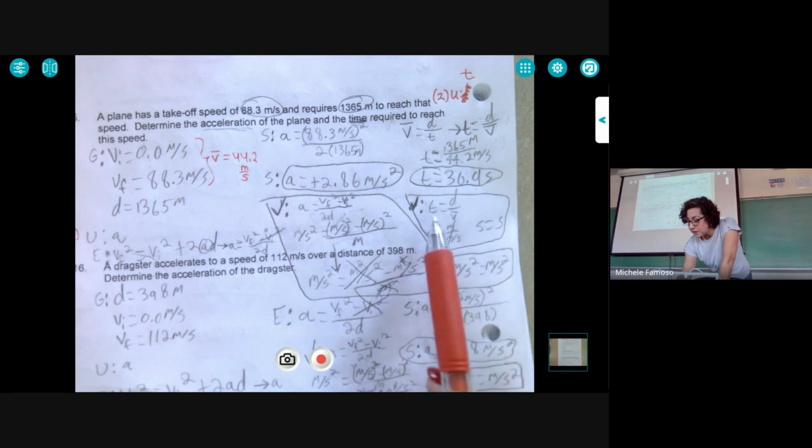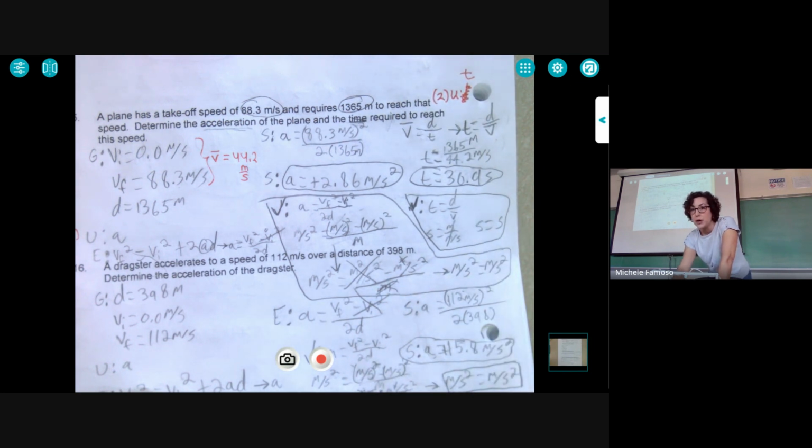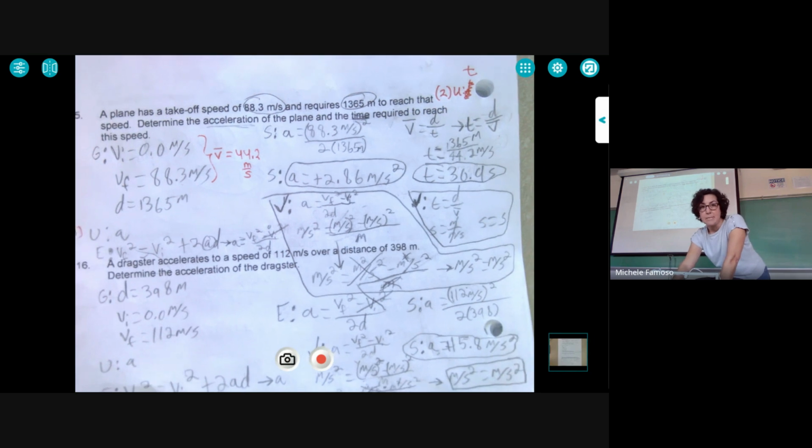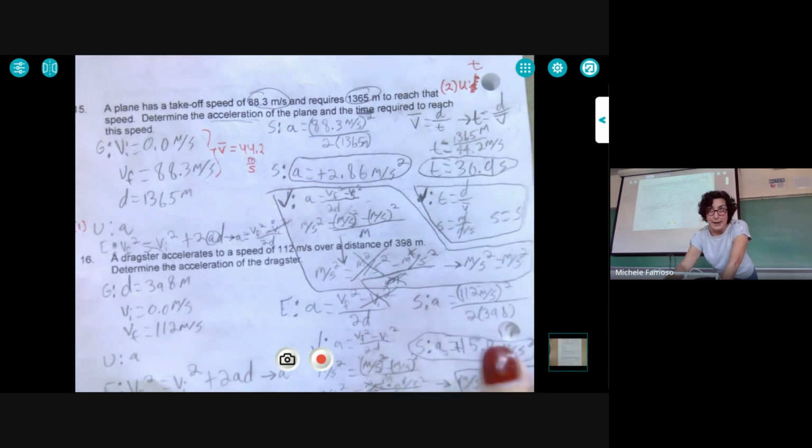Here is the check for this. T is D over V bar, which is meters divided by meters per second, which gives him seconds as the only remaining unit, which is correct. Okay, questions on 15? All right, Jules, come on up and show us number 16, please.